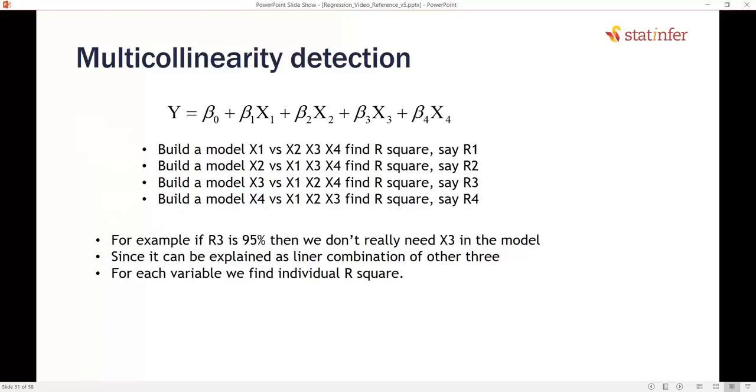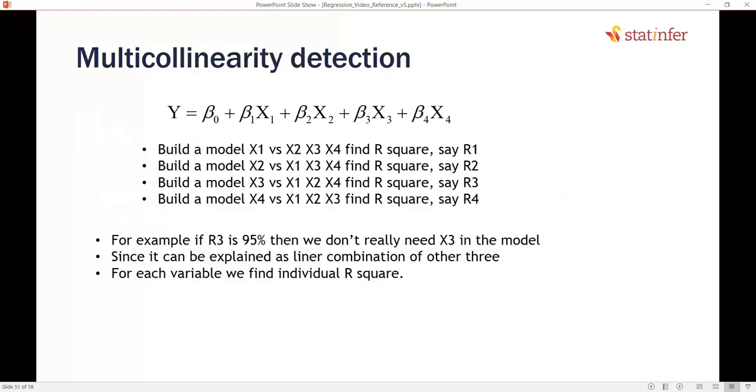Because we are explaining individual variables using the rest of the variables, if the rest of the variables are explaining almost all the variation in this particular variable, then there is no point in keeping that particular independent variable. Even if we keep it, it will lead to multicollinearity, a lot of variance in the regression coefficients, or the regression coefficients might go wrong.